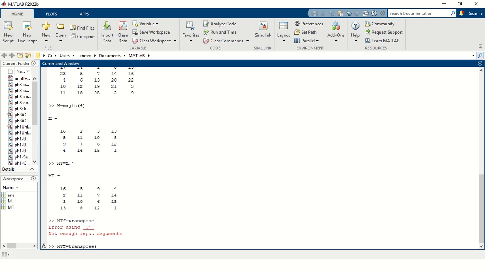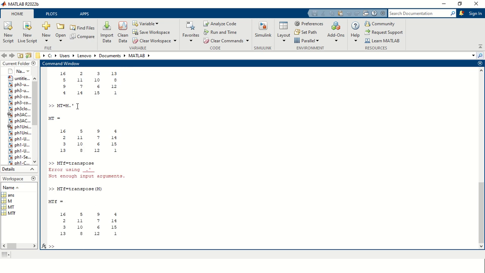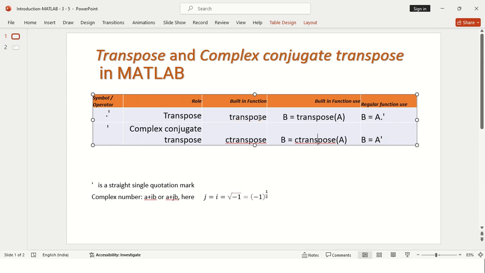I am giving M. So this function, and dot single quotation mark, straight single quotation mark, both will result in the same function. Where we have seen the built-in transpose function, this single quotation operator will give the same result. Either way we can write to find the transpose.